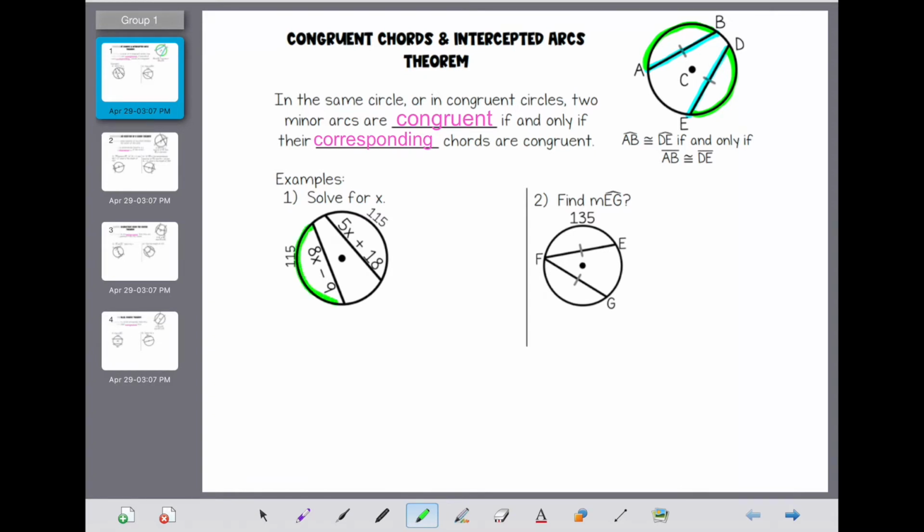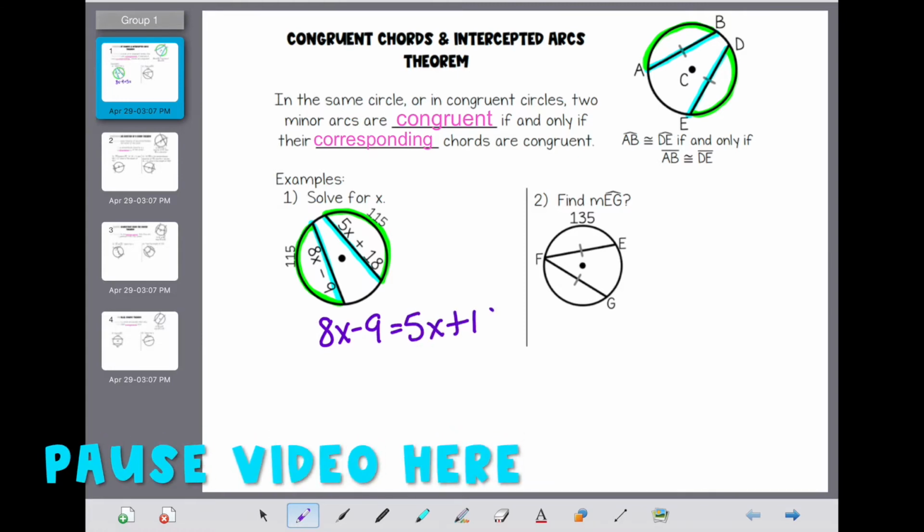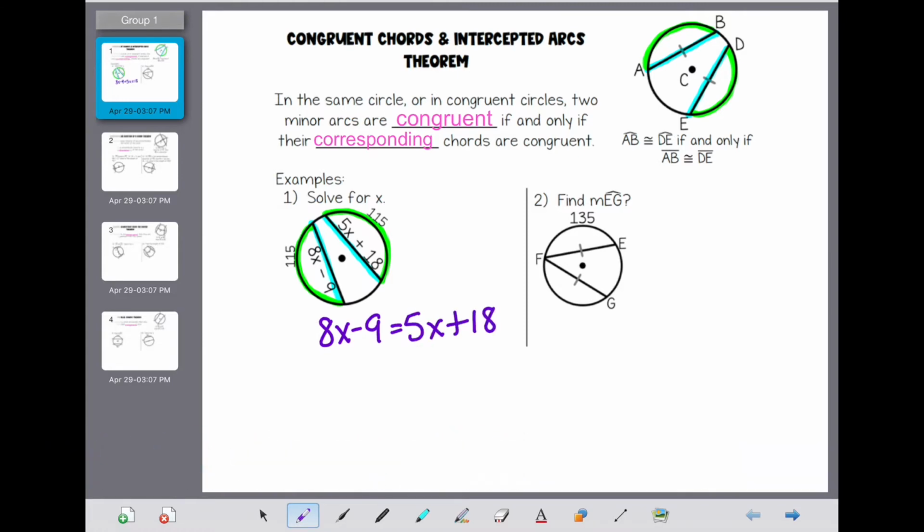So in our first example, we're solving for x, and we see that this arc over here is 115 degrees, and this arc over here is 115 degrees. So based on that, we know that this chord and this chord are equal to each other. So now if I want to solve for x, all I need to do is set those 2 expressions equal to each other, and then solve for x. So pause the video now to find out what x is equal to. If you got x equals 9, you are correct.